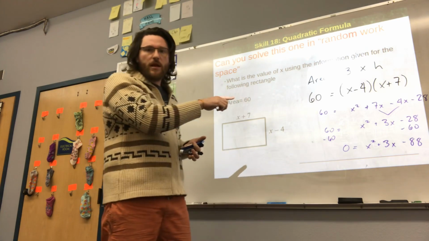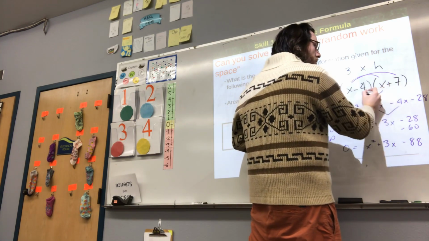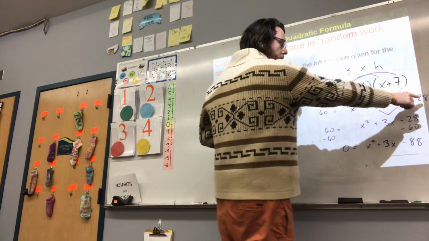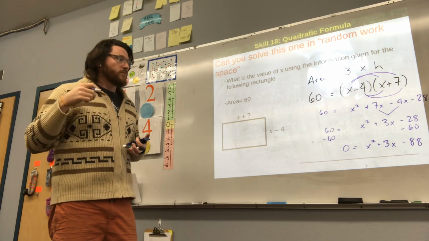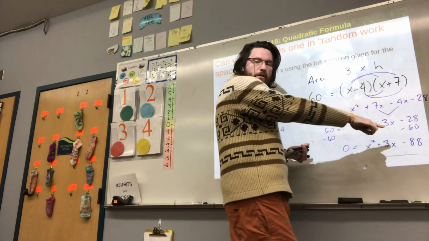There was one of these in Mountain Climber that we did last week. Remember, we're going to do our double distribution in order to get these values: x squared plus 7x minus 4x minus 28. We're going to combine our like terms. After we've combined our like terms, we still have this 60 over here, so we've got to move it. We're going to move it over there, okay?